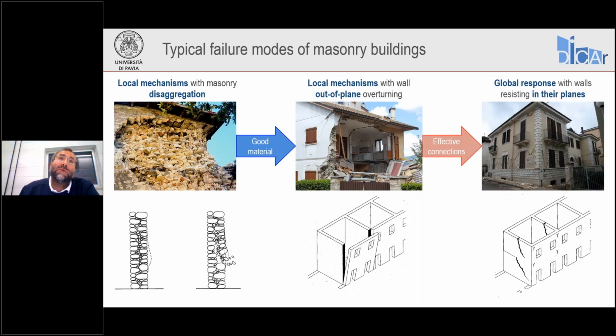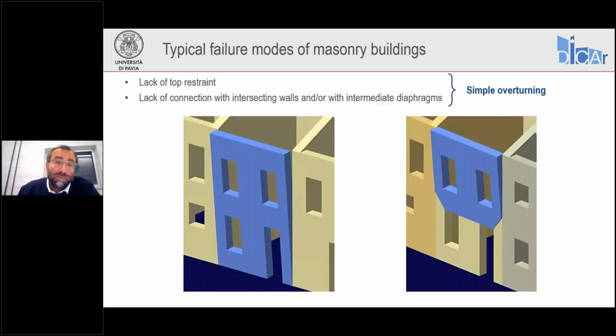And only if we have effective connections preventing the development of this mechanism, tying all the elements together, only under this condition, we can develop a global response of the building where the walls, their piers, their spandrels respond in their planes, which is what we would like to happen because we can exploit most of the strength associated with the materials. Now, depending on how connected walls are among each other and with floor and roof diaphragms, we can develop different overturning local mechanisms.